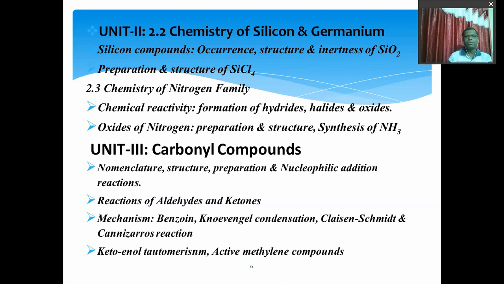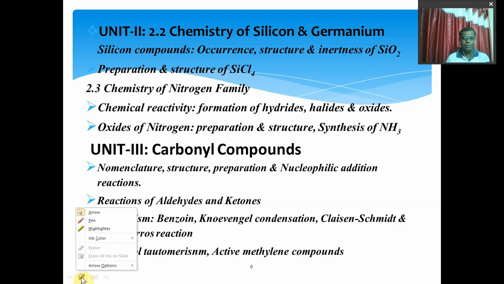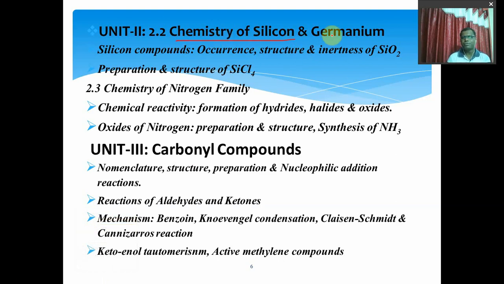The second topic in unit number 2 of chemistry paper 2 of SYBSc in semester 3 is called Chemistry of Silicon and Germanium. Again, it is very important. What is the chemistry of silicon and germanium? These are two important materials in the field of semiconductors. If you are aware of the chemistry of germanium and silicon, these are very important materials in the field of semiconducting materials.